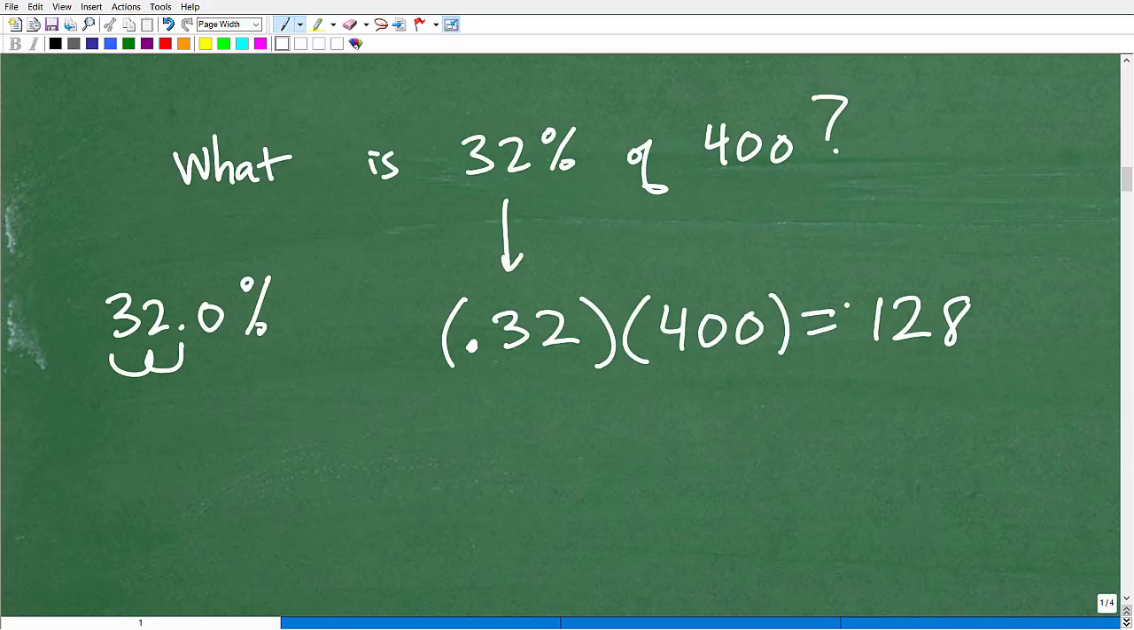So when you're doing percent problems, you should look at your answer and ask yourself, does my answer make sense? 32% is close to 1/3 of 400. That would be like 400 divided by 3. Okay, the values make sense. I guess that's what I'm saying.